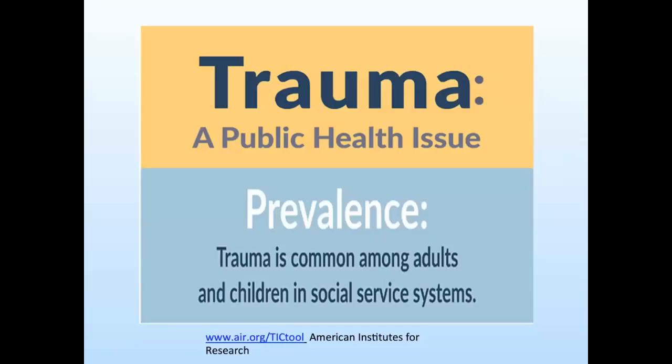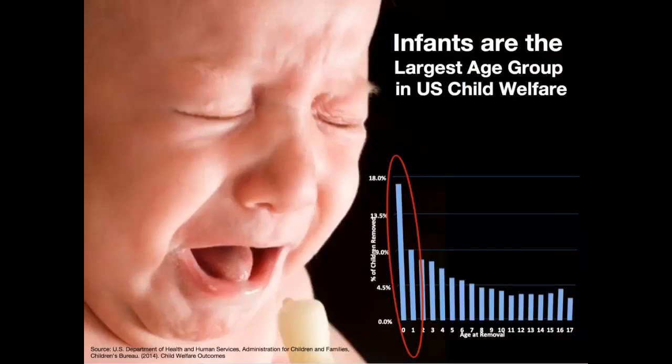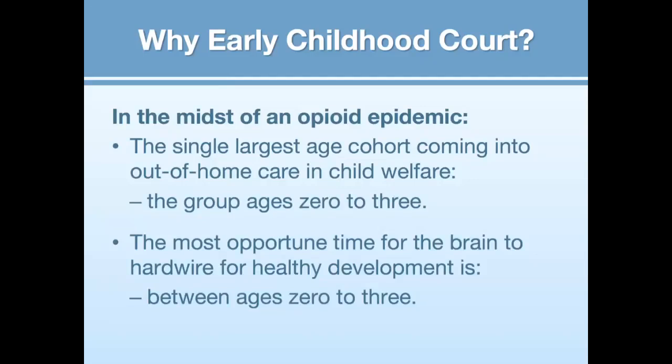And Mimi, the next slide makes it clear why it's such a problem, because babies are really the largest group coming into child welfare, kids 1 and under. Kids under 5 make up more than 50% of the kids coming into child welfare, into out-of-home care. And the earlier kids come in, generally, the longer they stay in the system and the more detrimental it is. So why early childhood court?